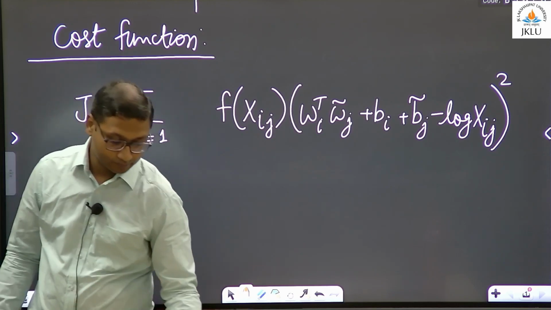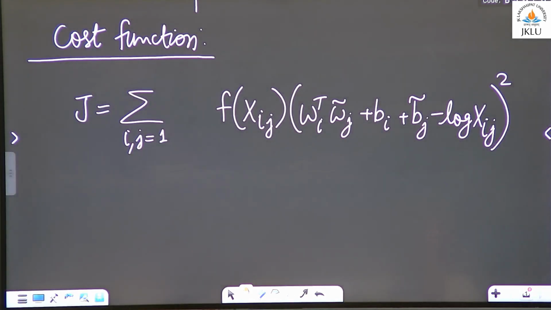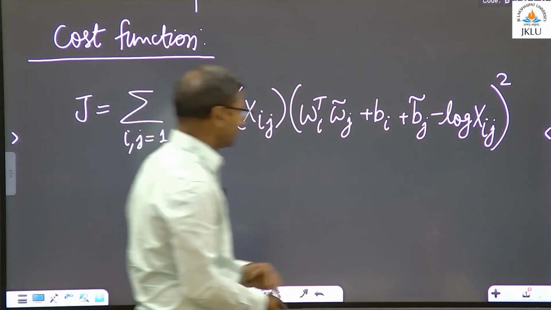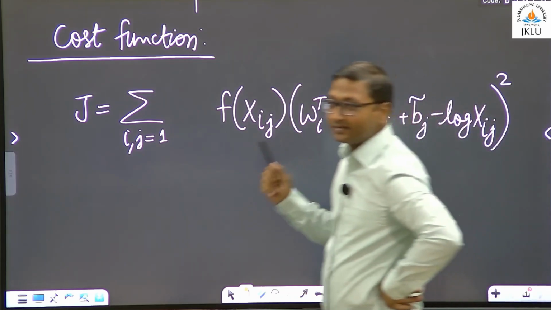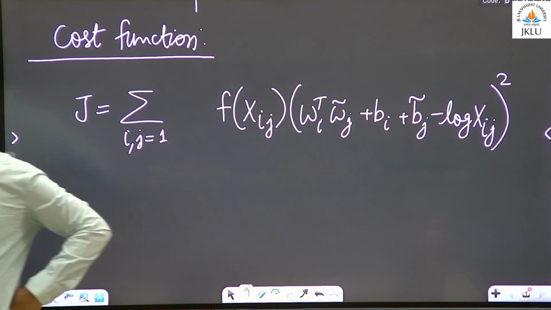Right. What is this cost function? And this is much simpler than word2vec. Why so?